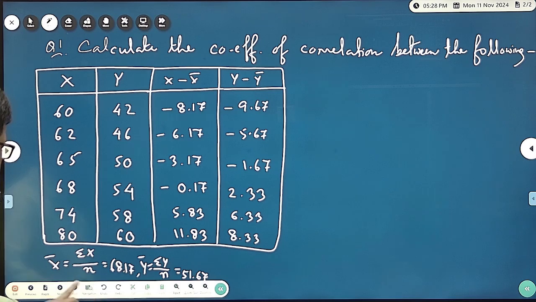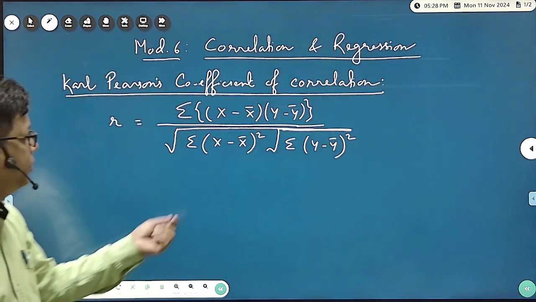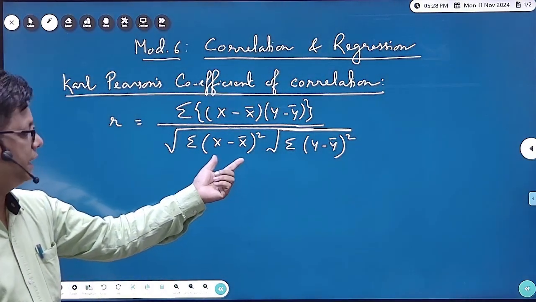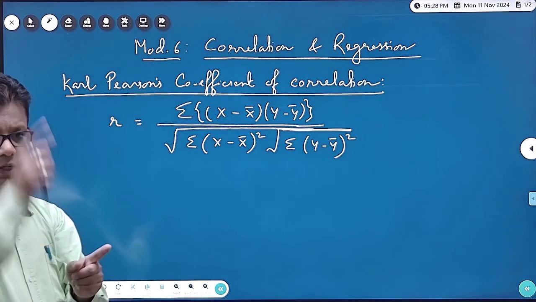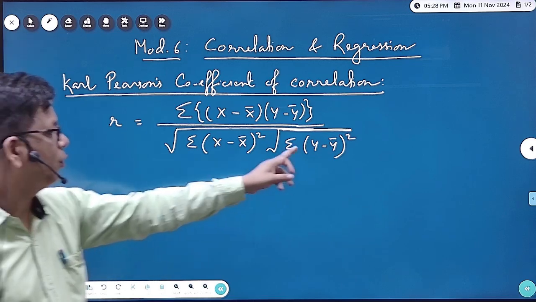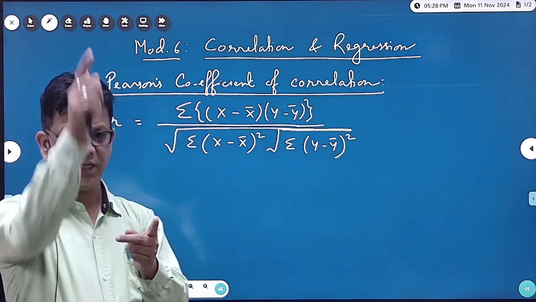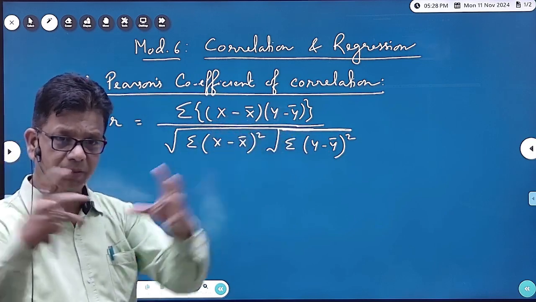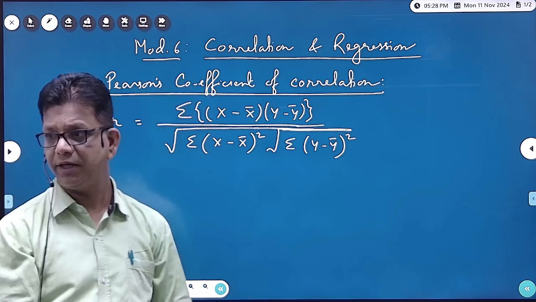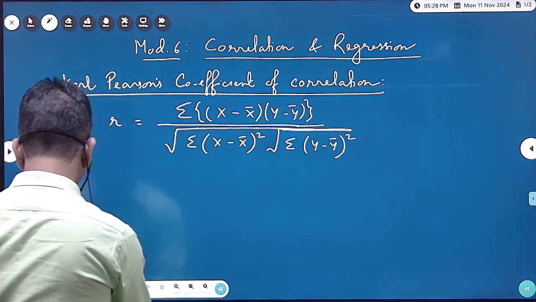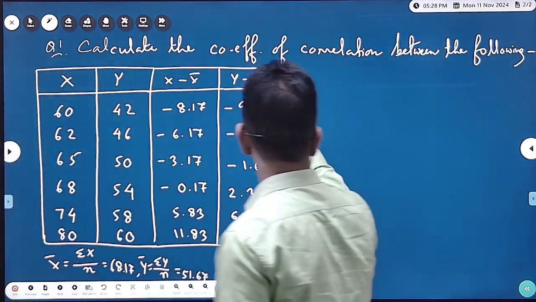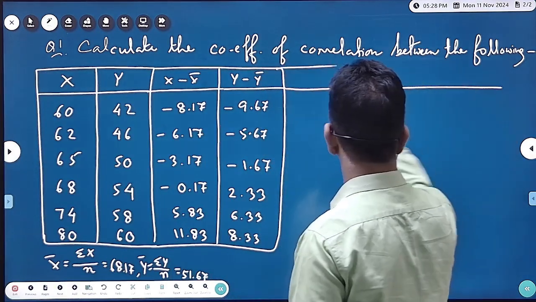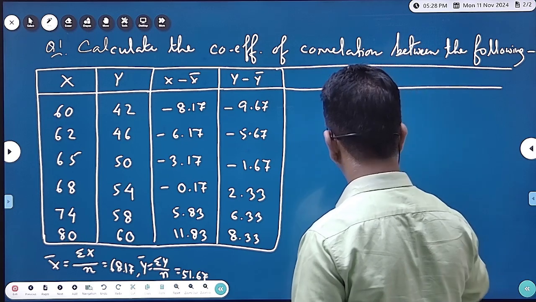So these we got. Now once again you see the formula. What do you have to do? X minus x bar whole square you have to do, and add it. Y minus y bar whole square you have to do, and add it. And x minus x bar and y minus y bar, you have to multiply those numbers and then add it. So we need 3 more columns. Here you'll try. Easy, it's not difficult. You just need to understand the application of the formula.